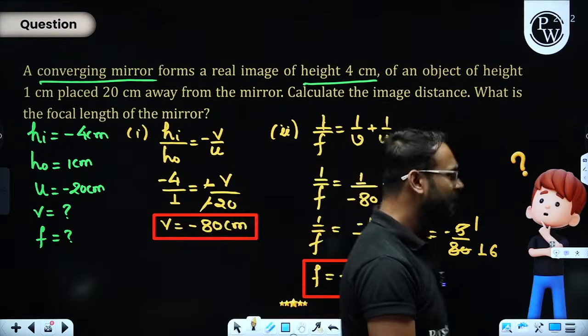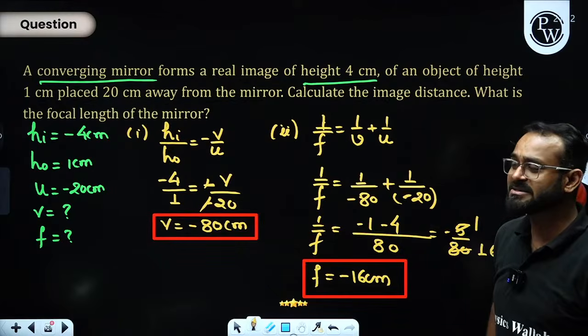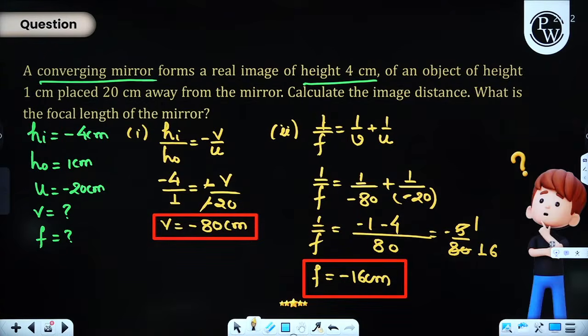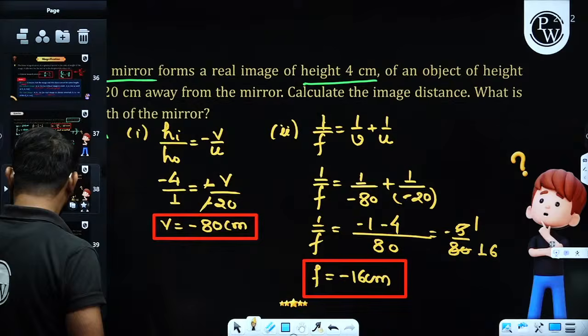Finally, the focal length is coming out as minus 16 centimeter by taking the reciprocal. Did you get this or not? Minus 16 centimeter. Yes. If you have got this, just let me know. Are you also getting 16? Great. This is how you would be able to solve it.